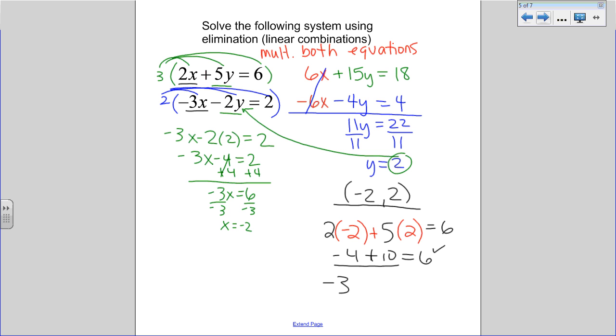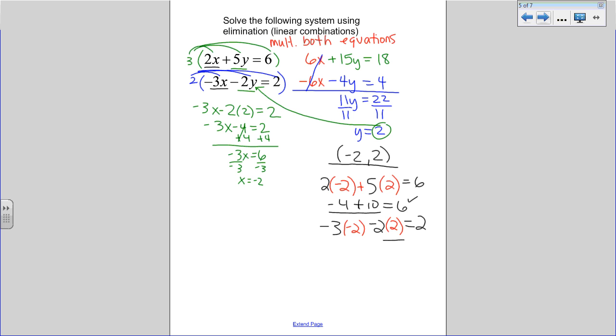I then have negative 3 times negative 2 minus 2 times 2, because you're plugging in for y. And that equals 2. We want to check that and see if that works. We have 6 minus 4, and 6 minus 4 does equal 2. So we've got some good answers there.